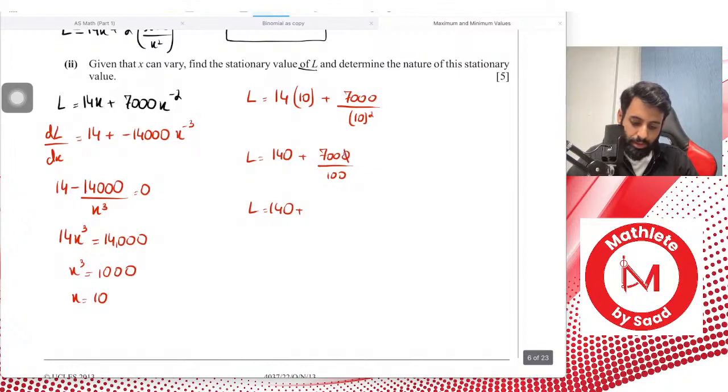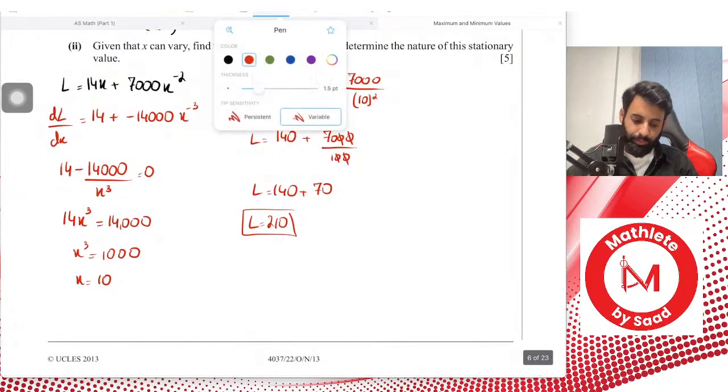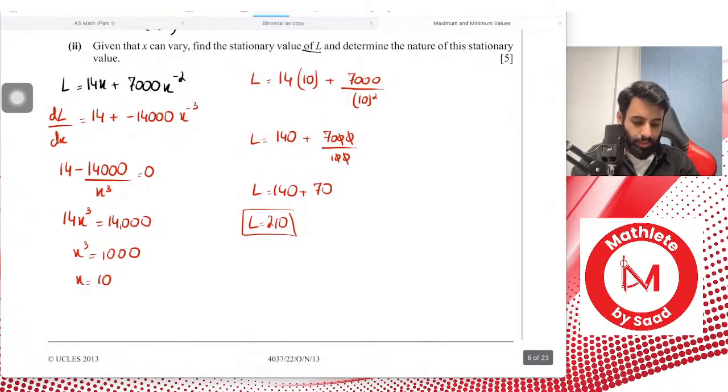So we cross out this 0 and we cross out this 0 with this 0. So 140 plus 70, that means L is equal to 210. And by the way, we also have to determine the nature. Okay, so how do we determine the nature? Let's determine the nature over here.